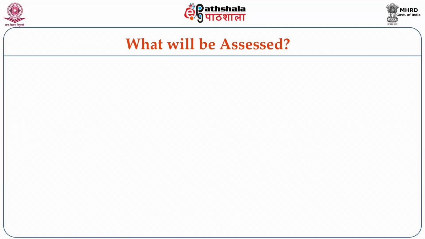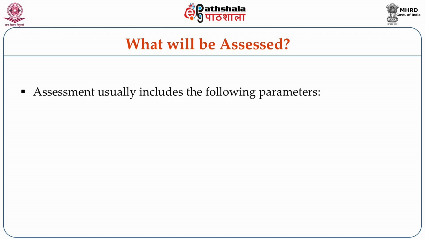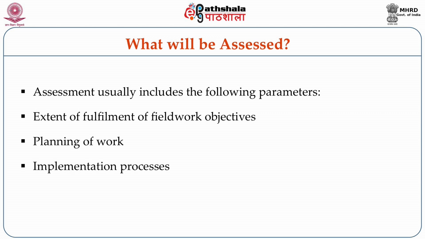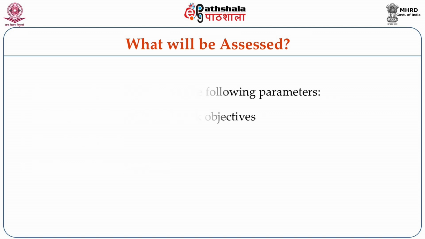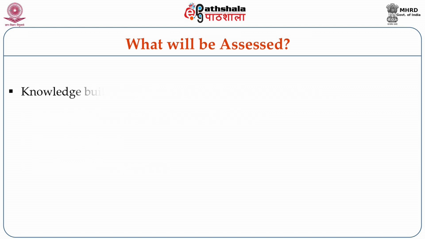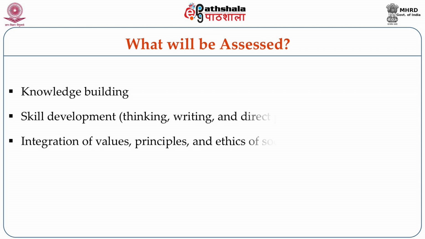Assessment usually includes the following parameters. 1. Extent of fulfillment of fieldwork objectives. 2. Extent of planning of fieldwork. 3. The implementation processes undertaken. 4. Knowledge building. 5. Skill development, thinking, writing and direct practices and people-centered work. 6. Integration of values, principles and ethics of social work.